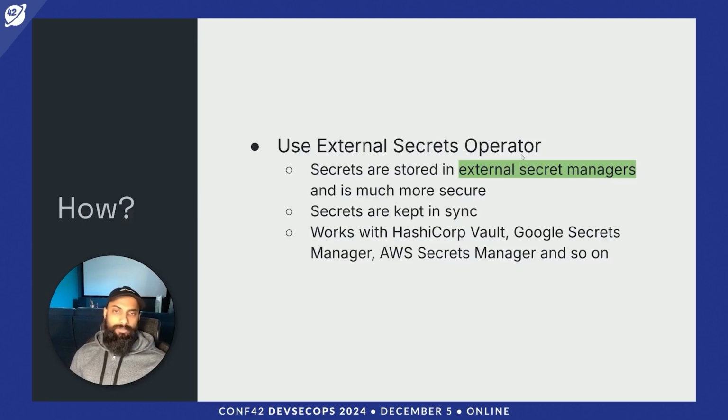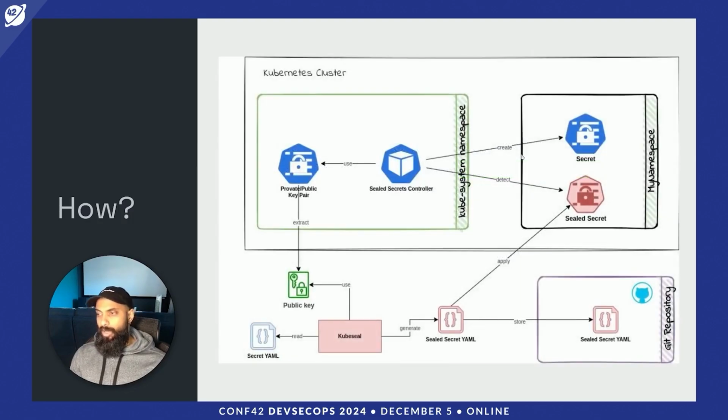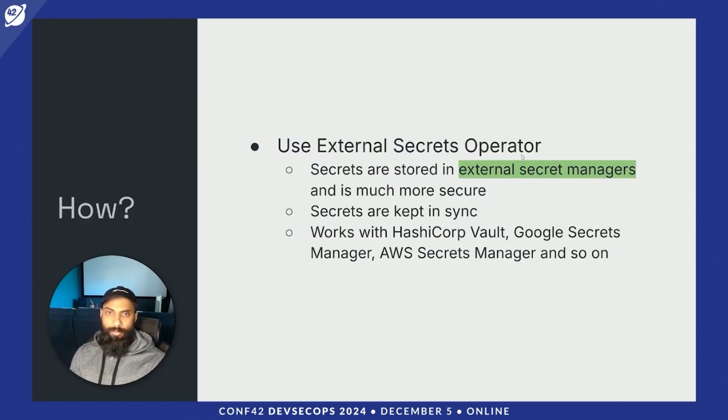And this is also ideal for bigger teams, as sealed secrets require individual developers to use the CLI to create the encrypted sealed secret and so on, and it's not that scalable. Whereas External Secrets Operator has more flexibility. Let's see how it works.